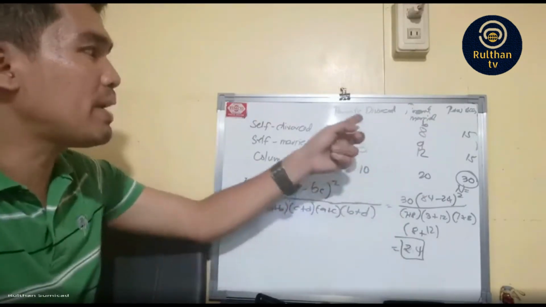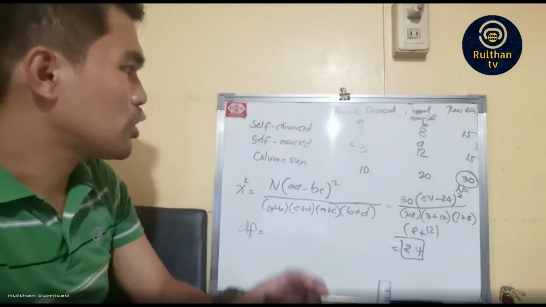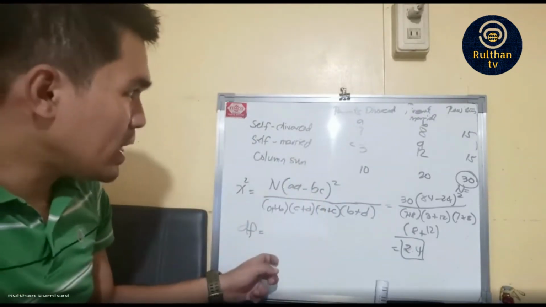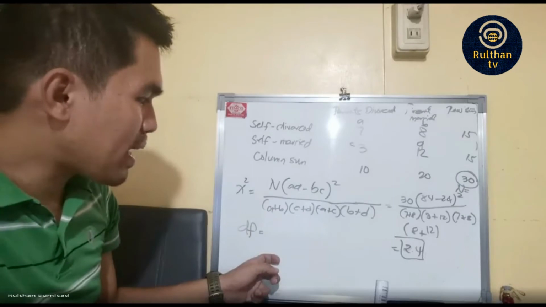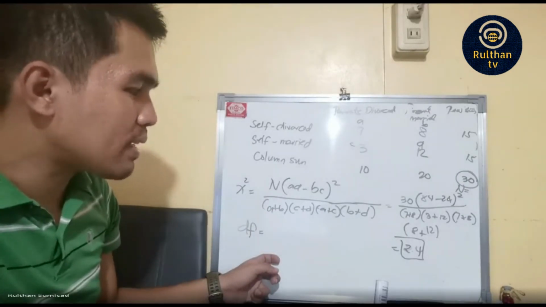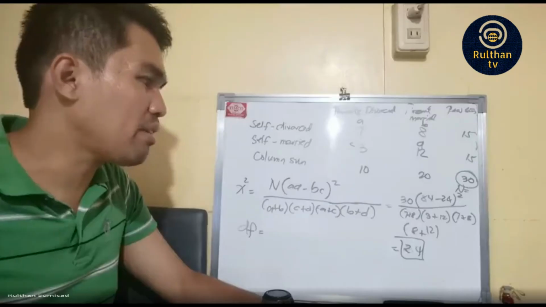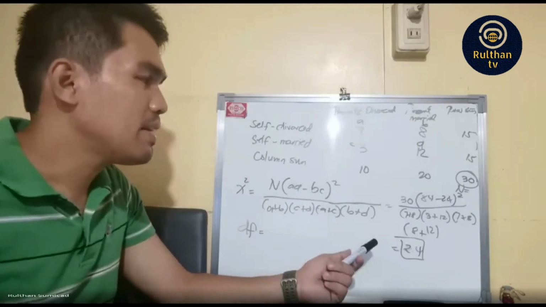Compare this to the critical value. By the way, what's the degree of freedom here? DF. We have here the degree of freedom is 1. If alpha is 0.05, this is the critical value, 3.84. So that means it is insignificant.